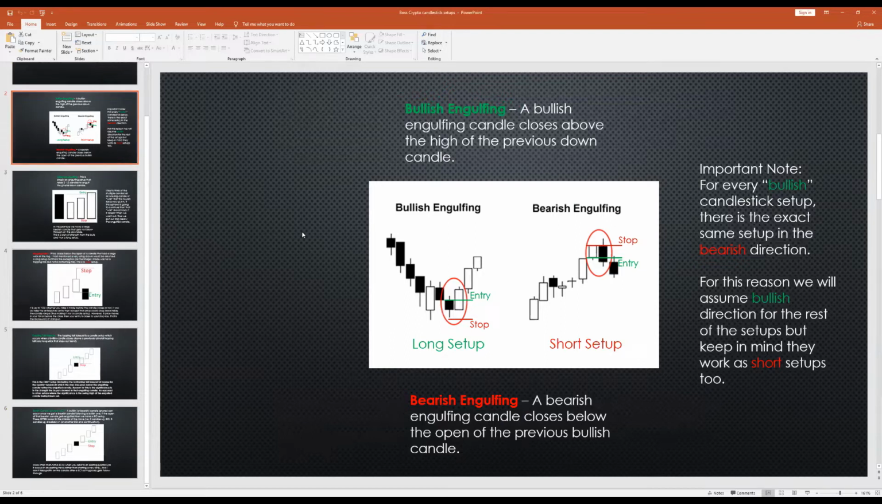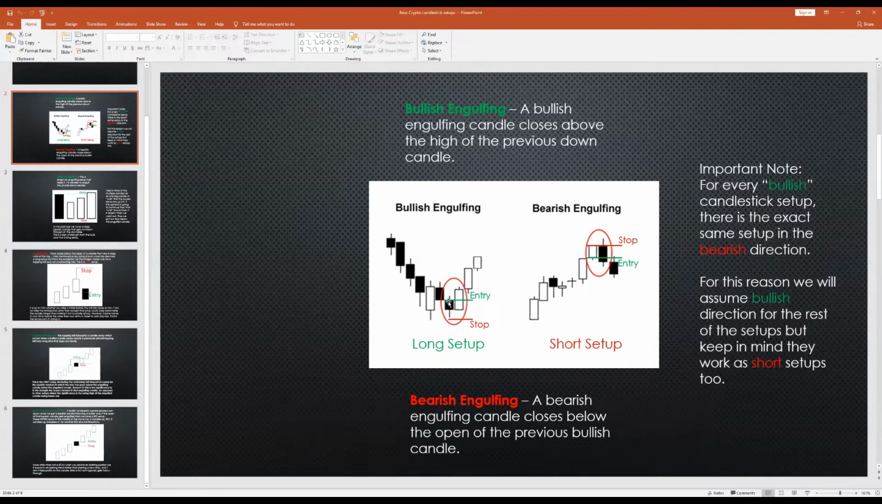All right, so starting off, the first two, the bullish and bearish engulfing. This is the bullish, this is the bearish. You have the candle doing the engulfing, which is the actual engulfing candle, right? That would be this candle and this candle. And then you have the candle being engulfed, which is this candle or this candle. So a bullish engulfing candle closes above the high of the previous down candle, and a bearish engulfing candle closes below the open of the previous bullish candle.